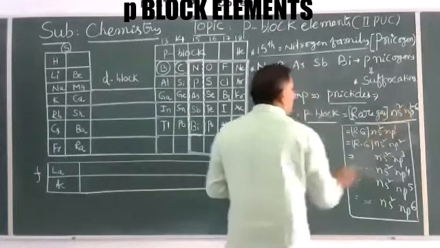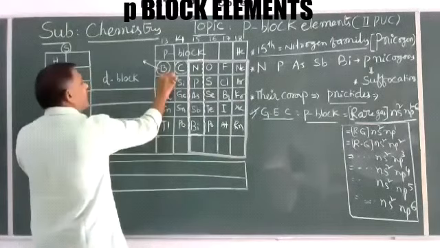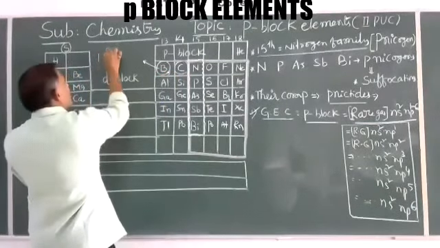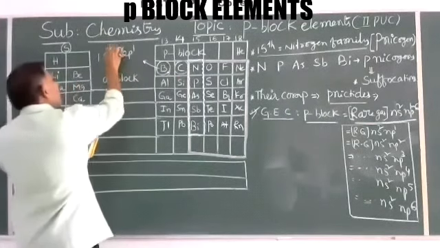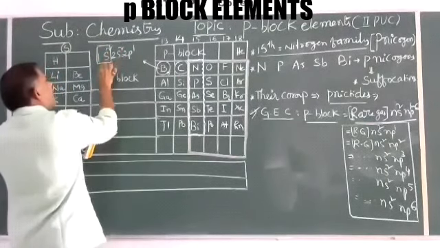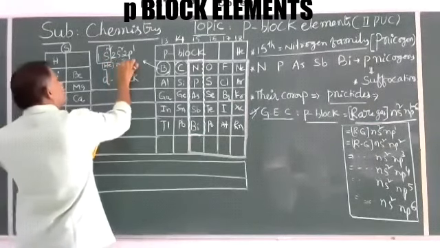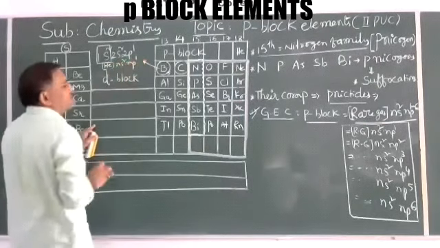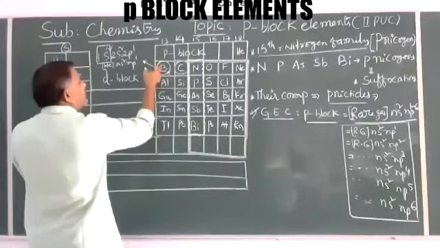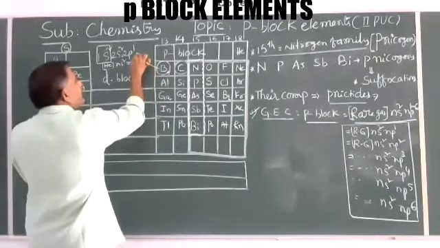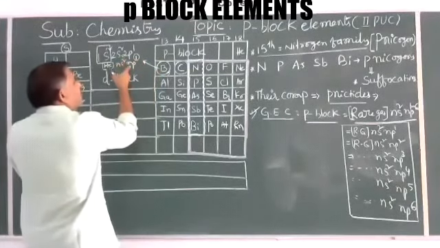The P block starts with boron, atomic number 5. Electronic configuration is 1s2, 2s2, 2p1. This is the inner orbit, the rare gas, that is helium. Your n value is 2, that's why ns2 np1. So here the first member of the P block, boron, entered into the p subshell of this second main energy level.